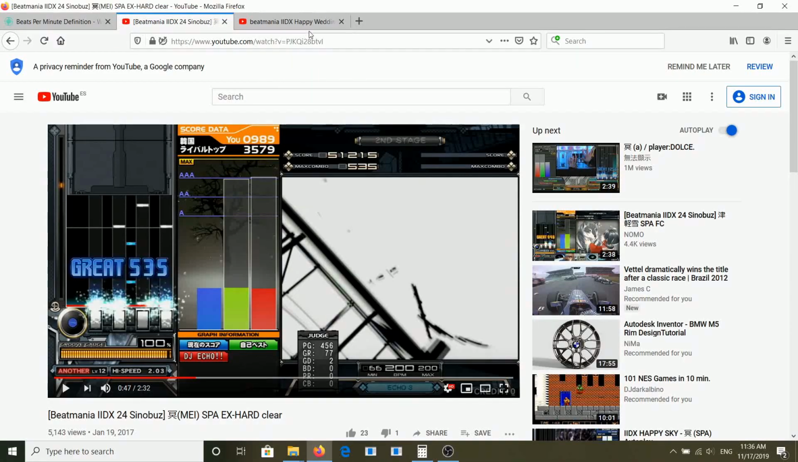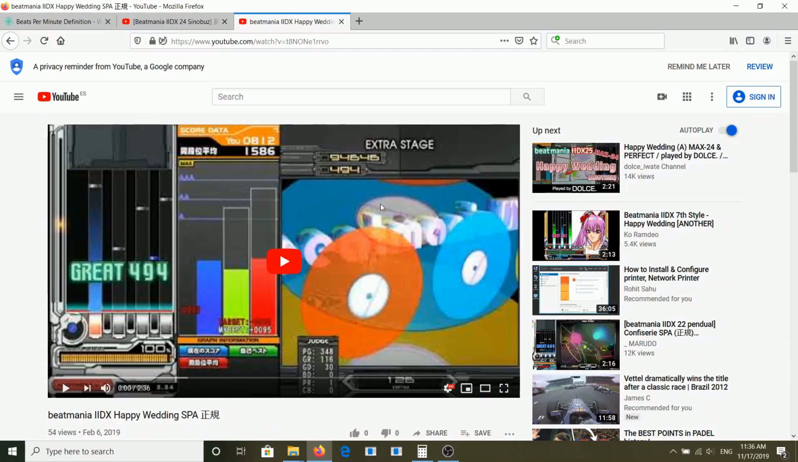Now for the last part of the video, I'm going to show you guys another trick you can use. This song is Happy Wedding. Everyone hates it. Everyone knows it's swung. But how swung is it? Nobody knows what they're exactly hitting. They're just guessing. People are mostly guessing. It's just a feel thing, right?